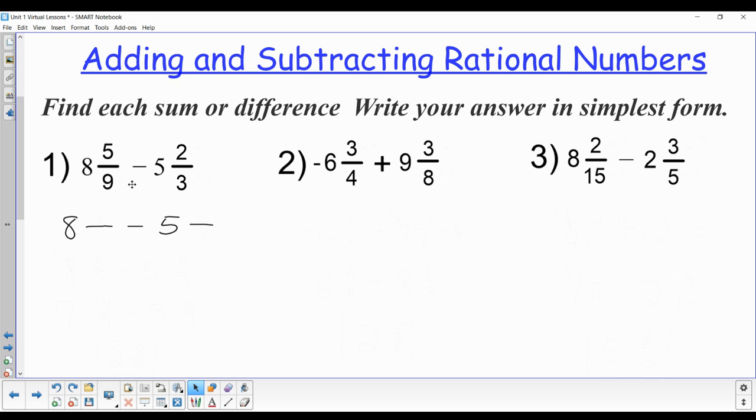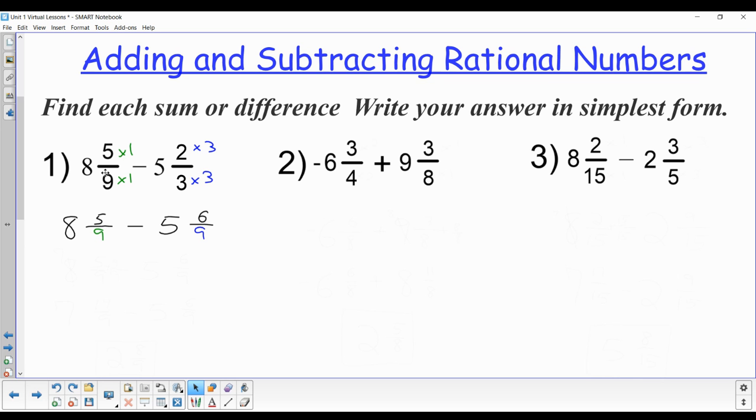Now, in this case, our denominators are 9 and 3. A really good common denominator would be 9, because 3 times 3 is 9. So we'll do 9 times 1 and 5 times 1. 9 times 1 is still 9, and 5 times 1 is still 5. And then we have 3 times 3 gives us the 9, and 2 times 3 gives us 6.